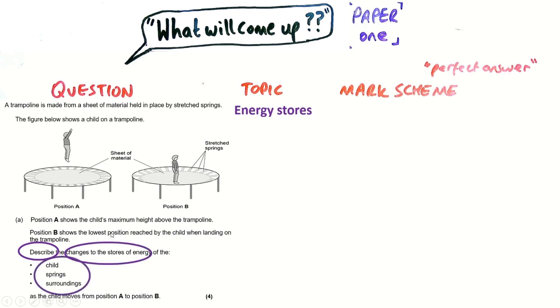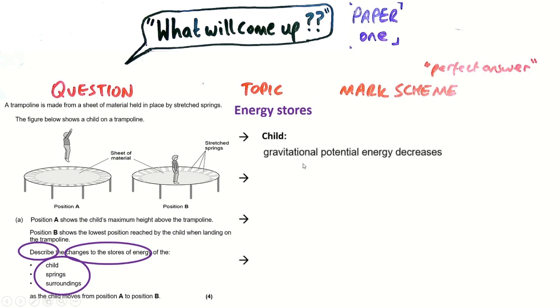So this is why we do bullet points for our answer, to make sure we keep track of what we have got to say. So the mark scheme for this one, let's talk about the child first of all, between A and B, so no other time. So A, they're up high, B, they're down low. So for the child, the first thing is, when they're up high versus when they're down low, they are losing, or they have decreased gravitational potential energy.